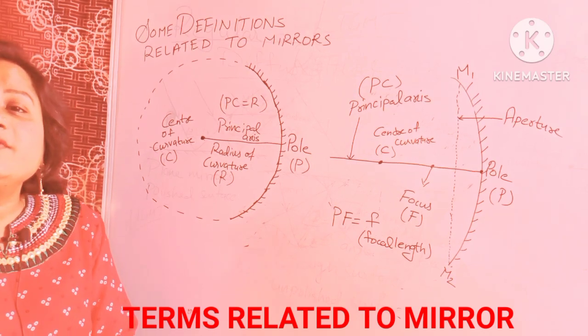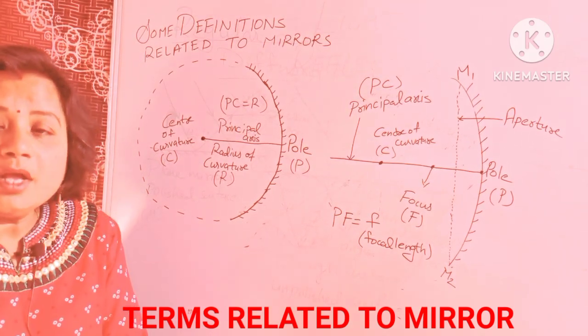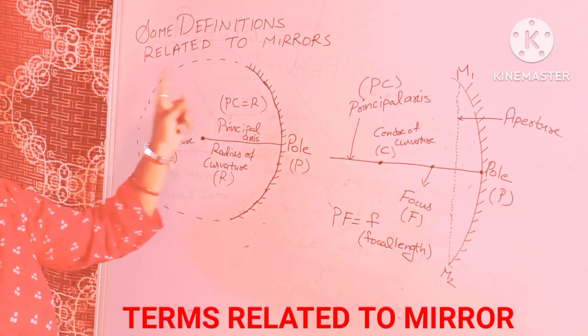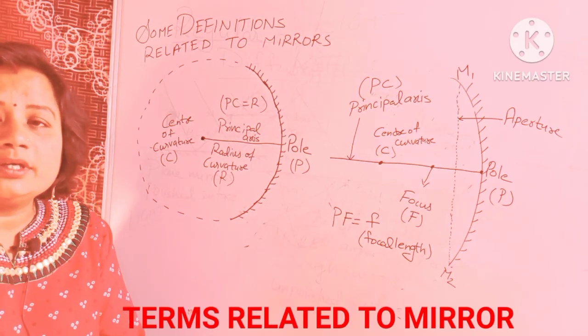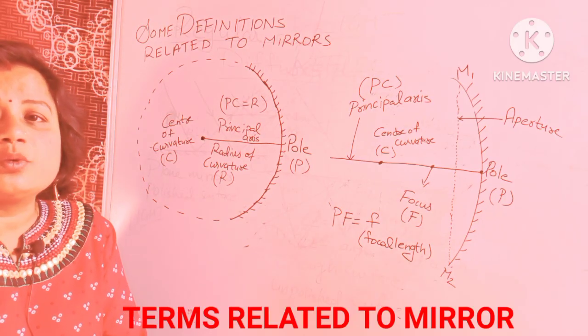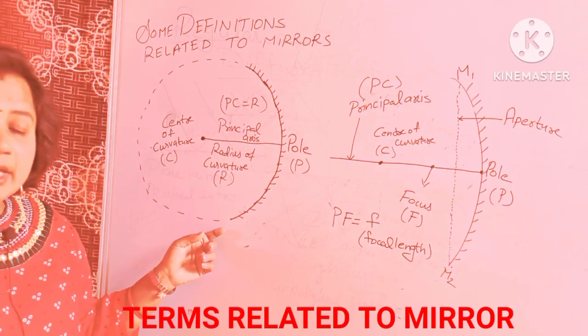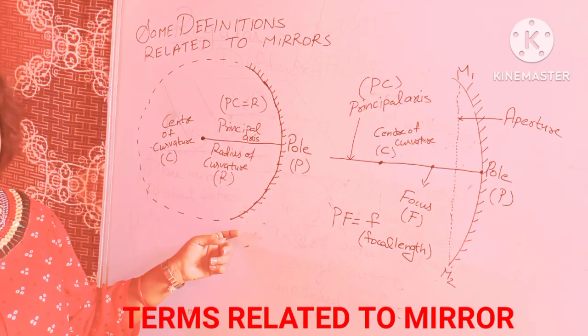In this video, we will discuss some definitions related to mirrors. We know that the reflecting surface is a part of a sphere. If the reflecting surface is curved inward, then that type of mirror is known as a concave mirror. So here, as you see in the diagram, this is a concave mirror, right?